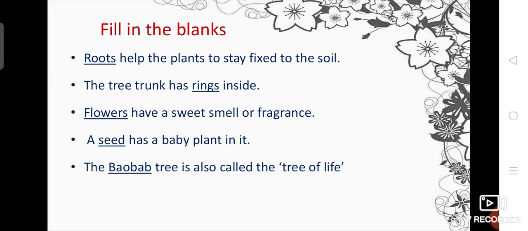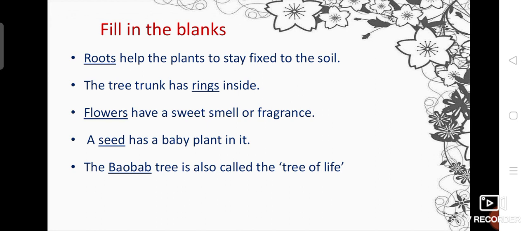What is it? Rings. Dash has a sweet smell or fragrance. If you take a plant, which part gives a sweet smell or fragrance? Flowers. We notice that jasmine flowers give a good smell, even rose, lily, so many are there, isn't it? For that only we are making perfumes, because of the sweet fragrance. So flowers have a sweet smell.